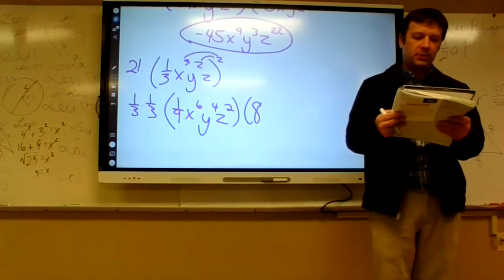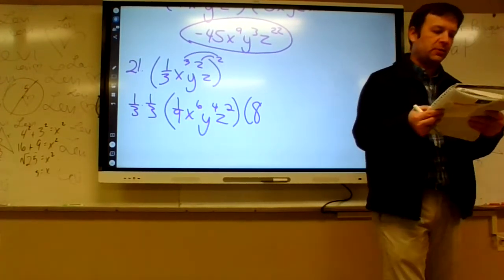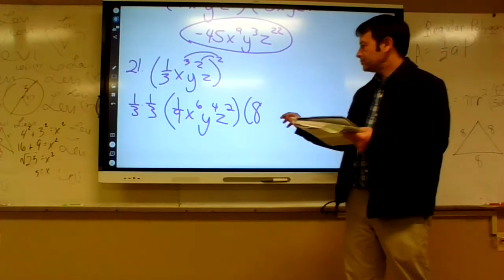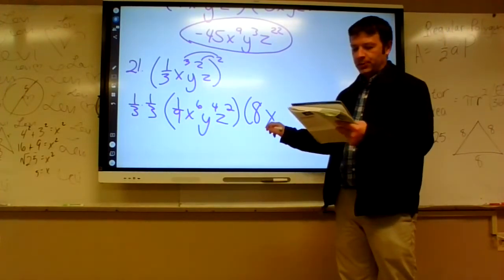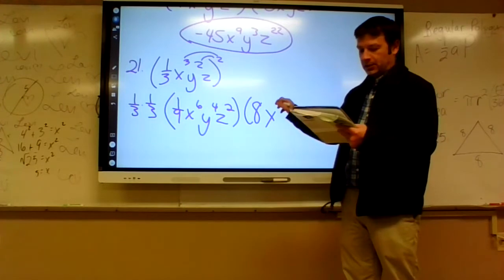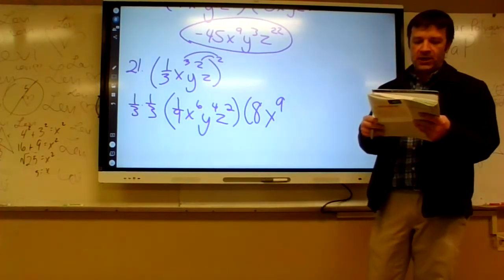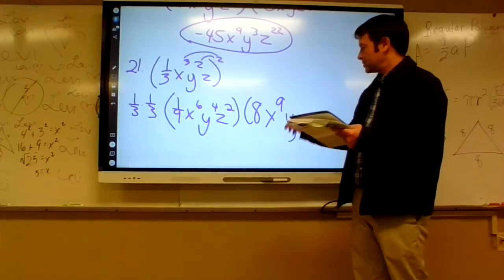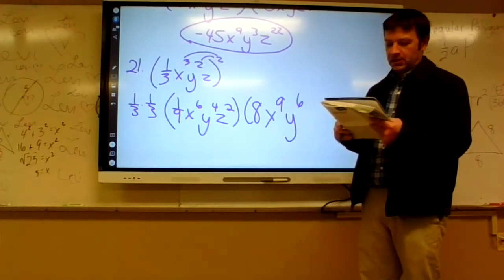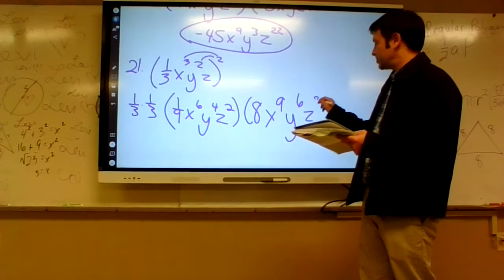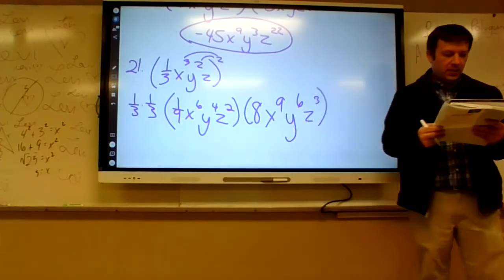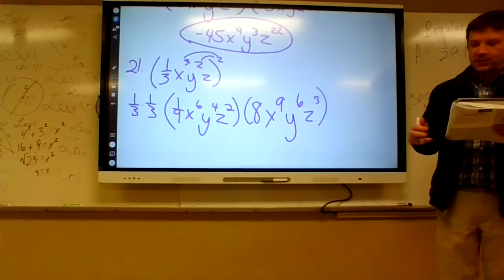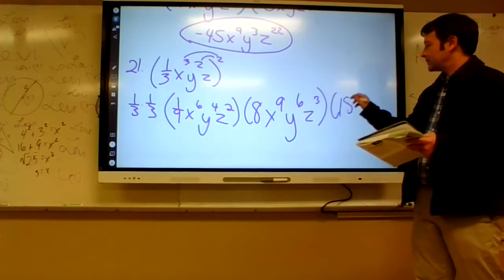x cubed. What's x to the 3rd to the 3rd? X to the 9th. And then y squared to the 3rd, y to the 6th. And then z to the 3rd. Okay, that's our middle parentheses. And the right one doesn't have anything on it, so it's just going to stay 18x for now.